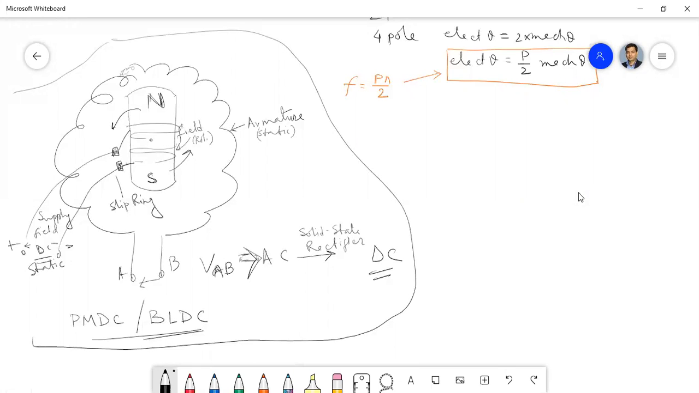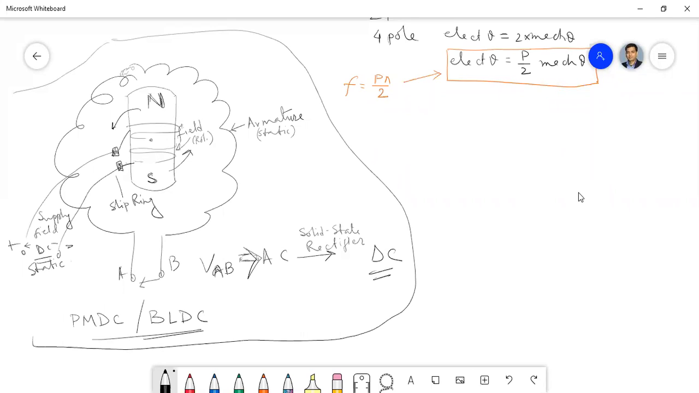Then it will be a transformer. If we have an alternating supply in the inner component and outer component, and we want the AC voltage, then it will just be converting the same AC to AC. That means it will be a transformer. It will not be a DC machine.